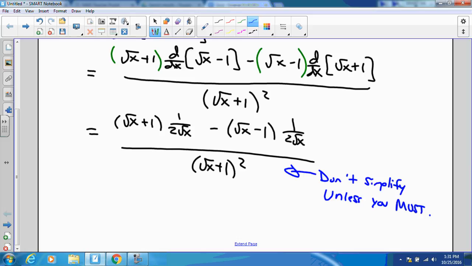And if you're working on a test or a quiz, and I have not already said simplify, and you don't need this for anything, don't simplify. Stop. You're done. Leave it. Tell your inner simplifying nerd to be still. Okay. Unfortunately, when you're on your homework, there is always a reason to simplify.